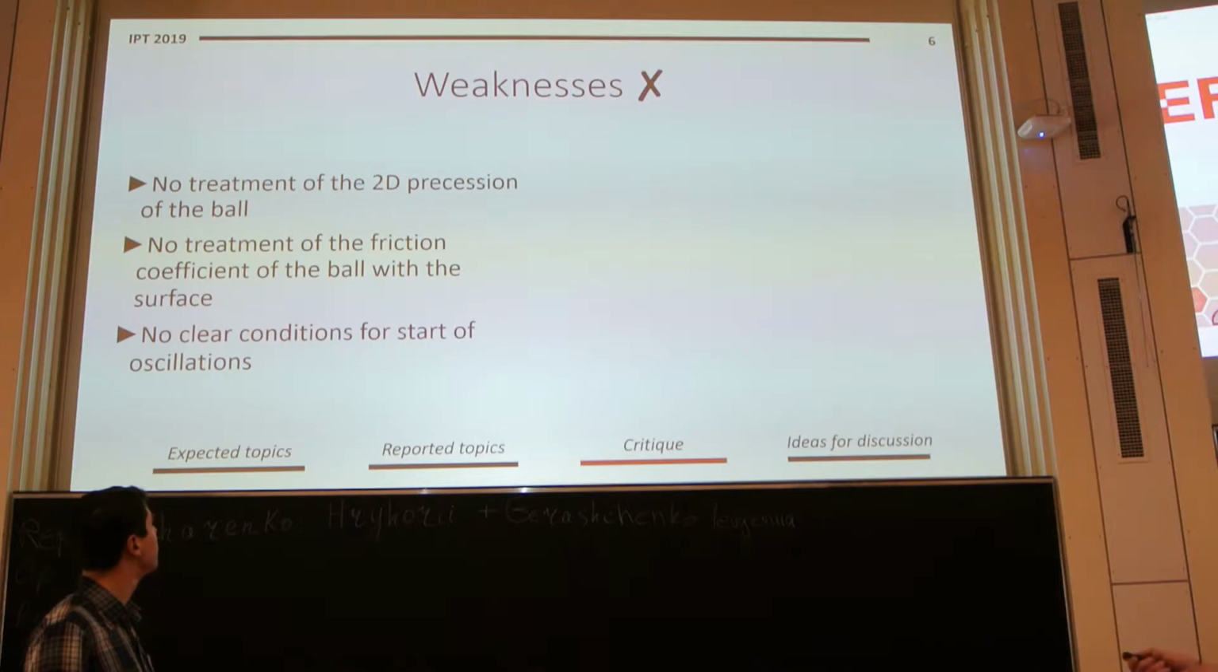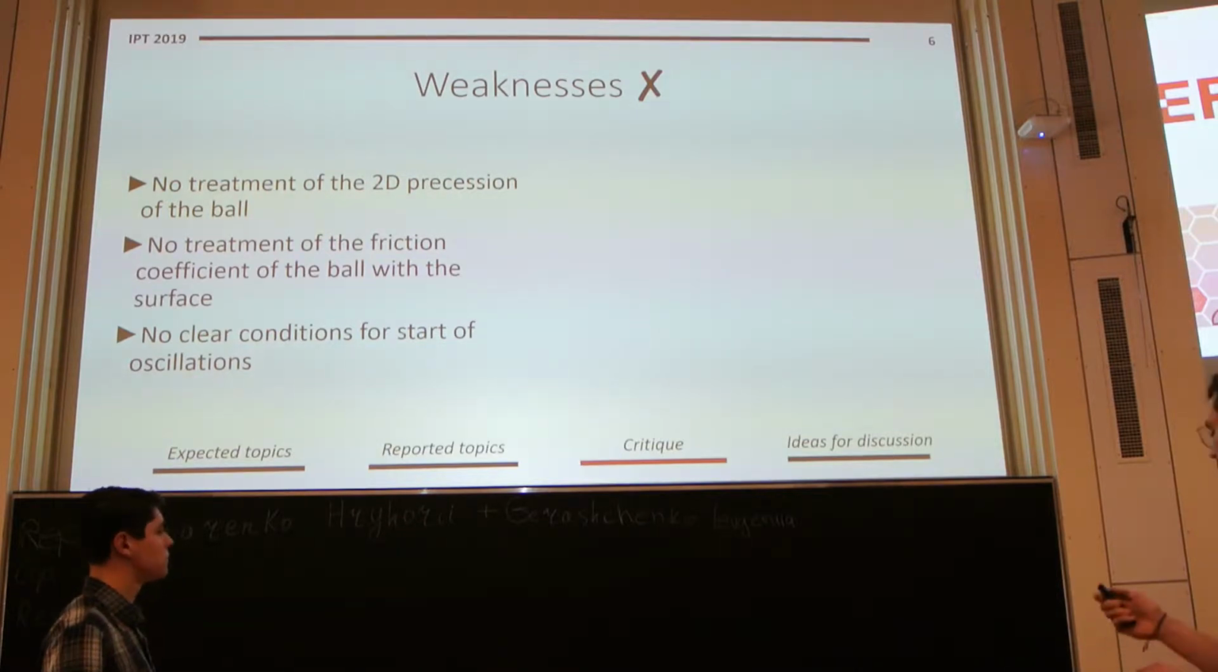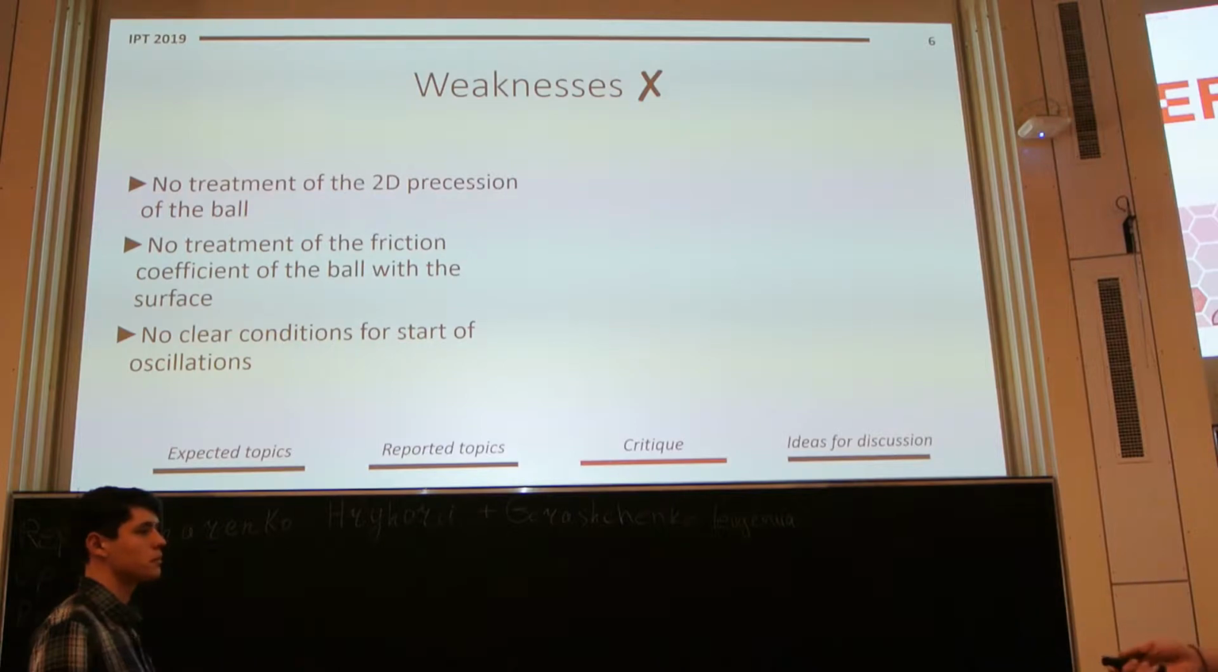Some of the weaknesses: there was no treatment of the 2D precession of the ball since the motion is not entirely stable in a single plane. So perhaps we could treat that. There was no variation of the friction between the ball and the surface. And perhaps I just missed this, but there was no clear condition for the oscillations to start because these only happen within a certain regime.